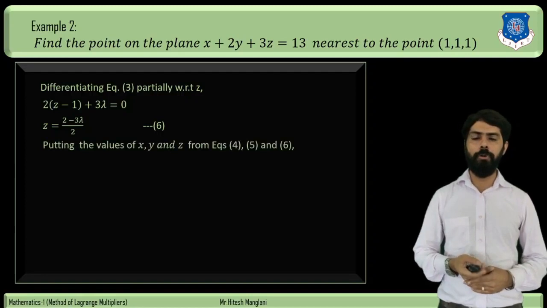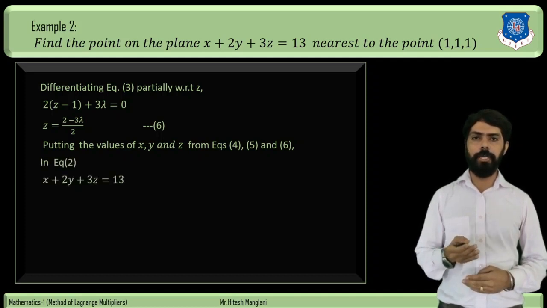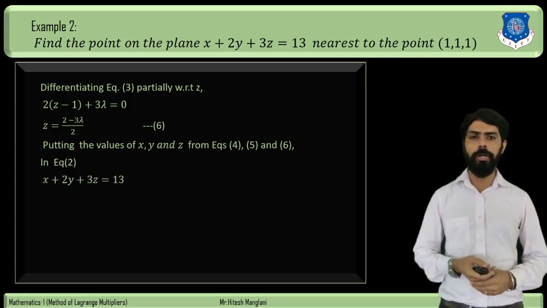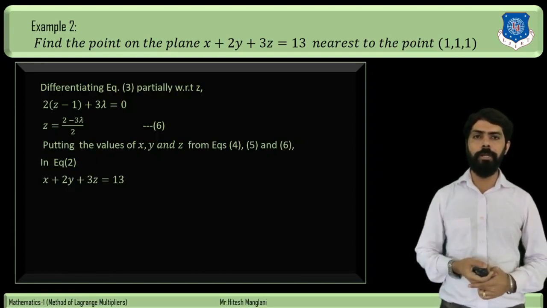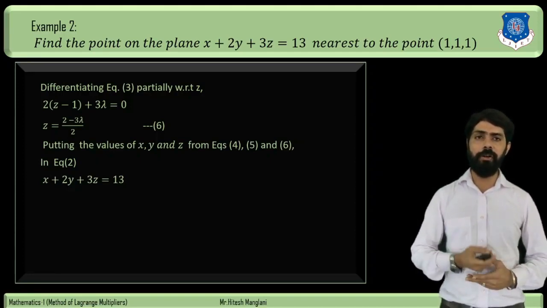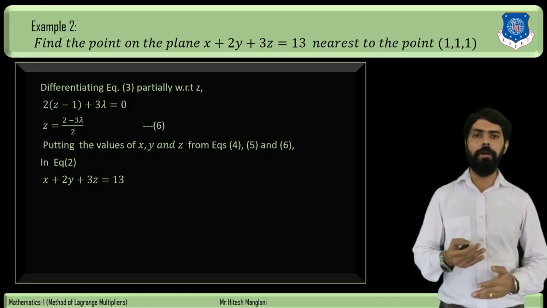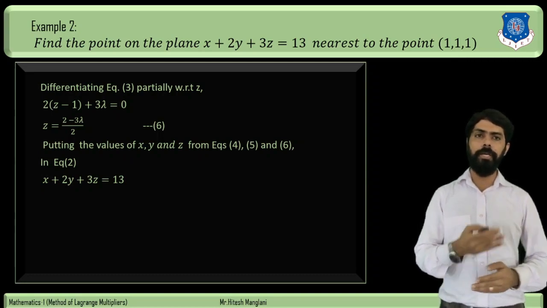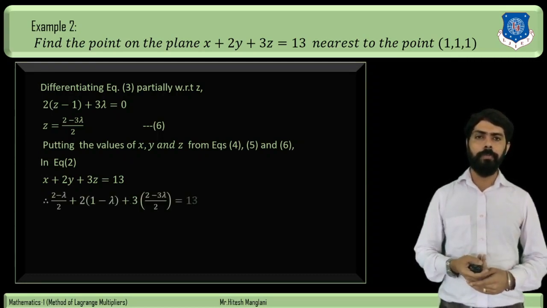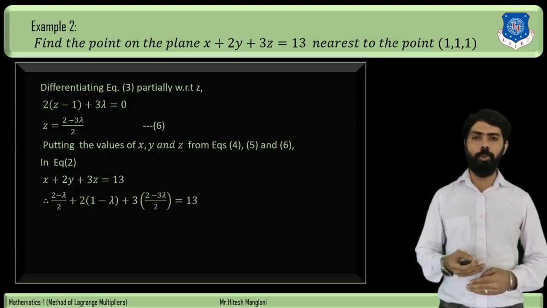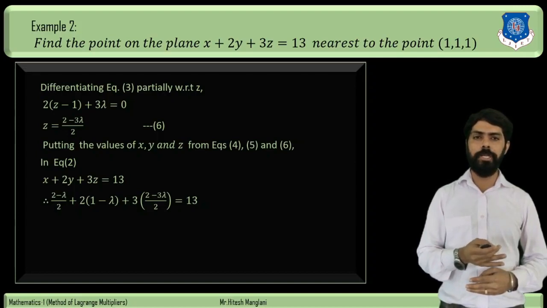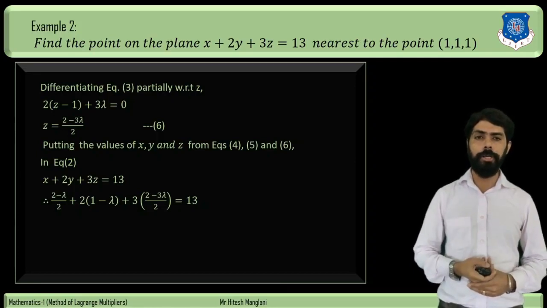Now putting the values of x, y and z from equations 4, 5 and 6 in equation number 2, which is x plus 2y plus 3z is equal to 13, because we have to find the point on the plane. Now what is the equation of the plane? It is x plus 2y plus 3z is equal to 13. Therefore we will have to substitute the values of x, y, z in this equation. So it will be (2 minus lambda) divided by 2 plus 2 into (1 minus lambda) plus 3 into (2 minus 3 lambda) divided by 2 is equal to 13.